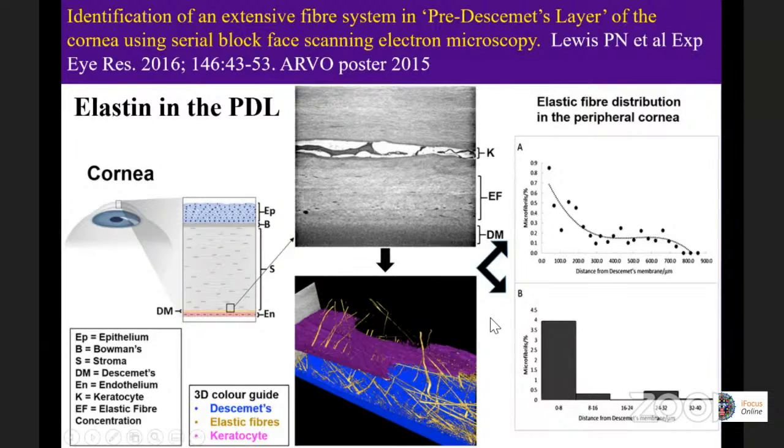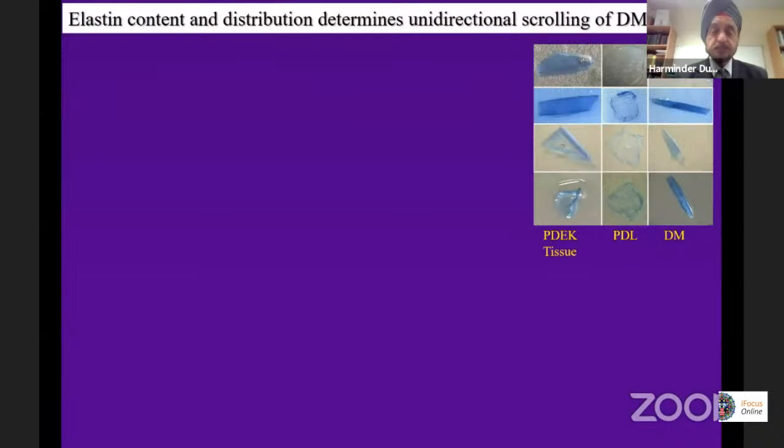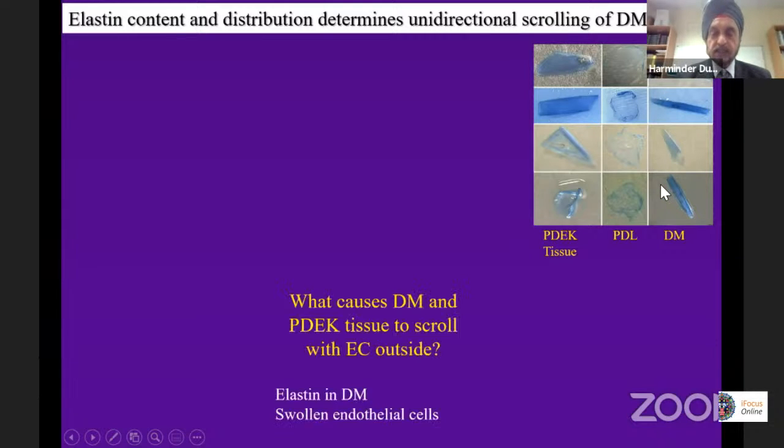So we then looked at this in a little more detail. And this is where you can see anatomy come into synthesis with physiology and with function and with surgery. So we know that the Descemet's membrane scrolls a lot. Why does the Descemet membrane scroll like that all the time? The answer given was because of elastin in the Descemet's membrane and because of the swollen endothelial cells, because the Descemet's membrane always scrolls with the endothelial cells outside.